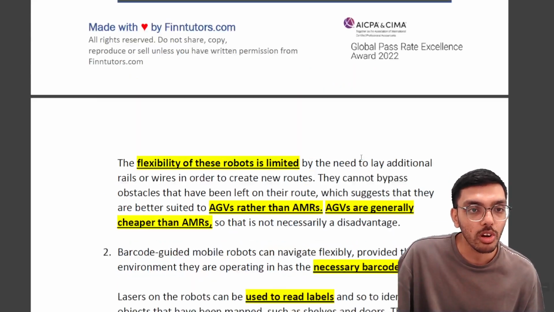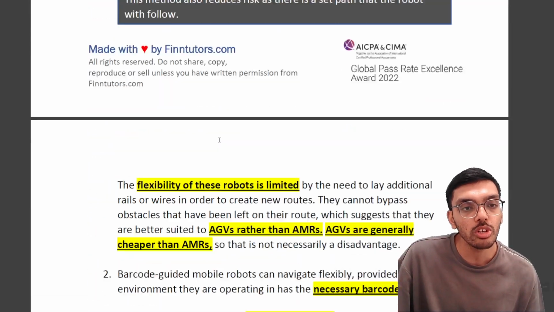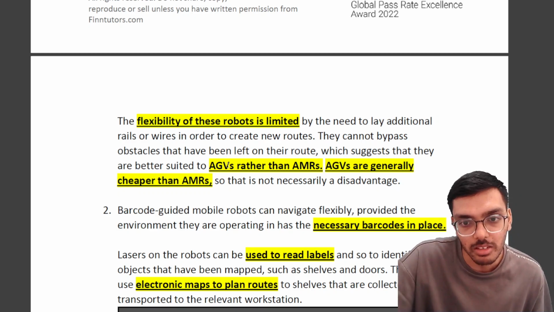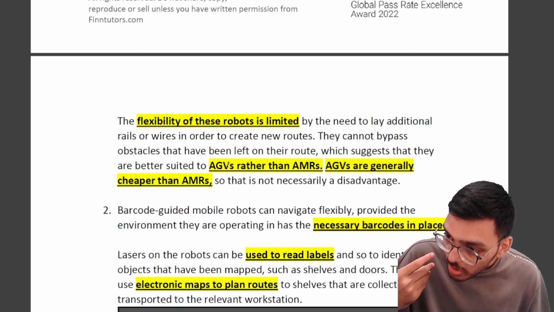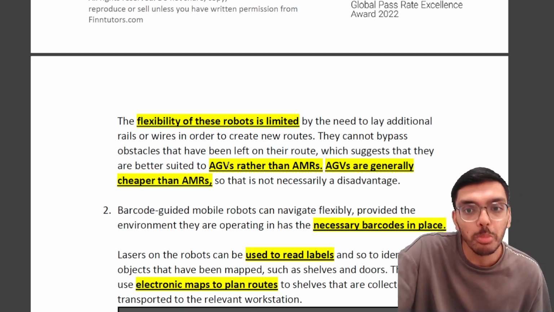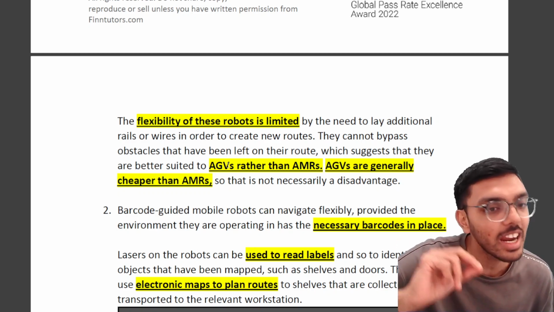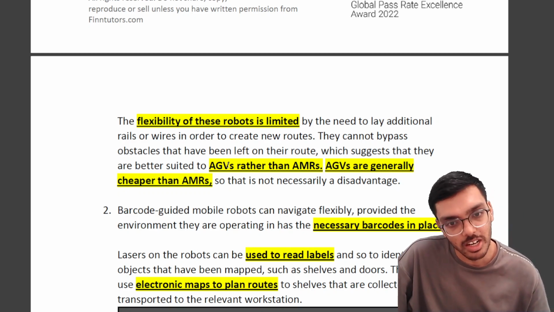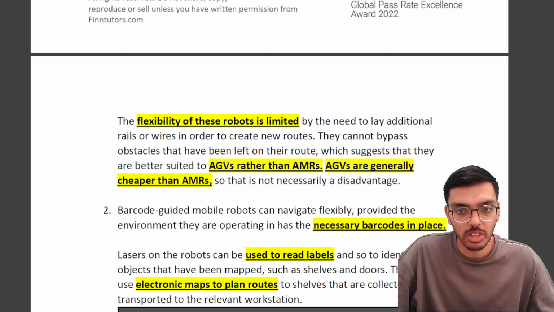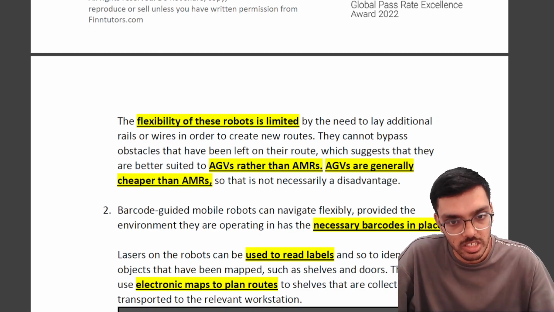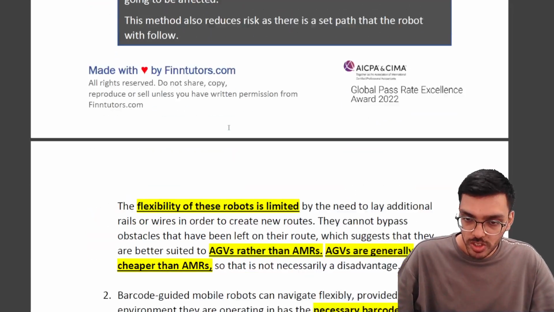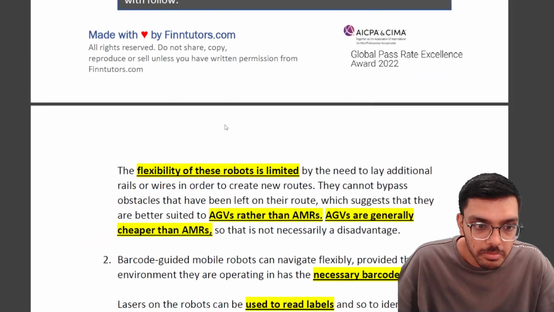So these linear route robots are guided vehicles. They need to be guided. They are not smart by themselves. They don't figure out the solution to problems by themselves, and hence they are AGVs. And naturally AGVs are generally cheaper than AMRs because they need some guide, they need some assistance. This is the first one, linear route robots, which is an AGV.